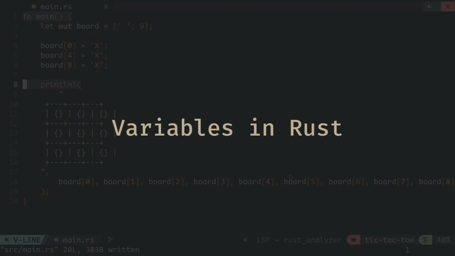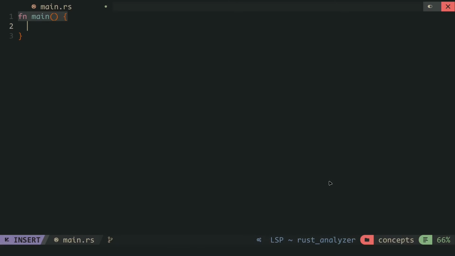Let's talk about variables in Rust. A variable in Rust is declared using the let keyword, followed by the variable name and a colon, then the variable type. We then assign this variable to its value using the equal sign, which is the assignment operator in Rust. The Boolean type in Rust is denoted as bool.